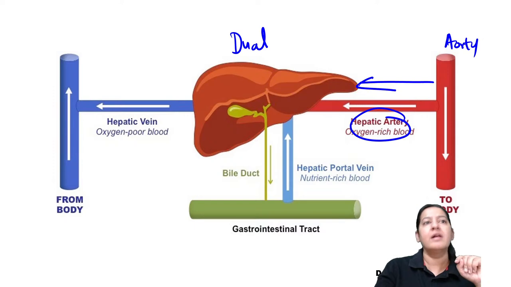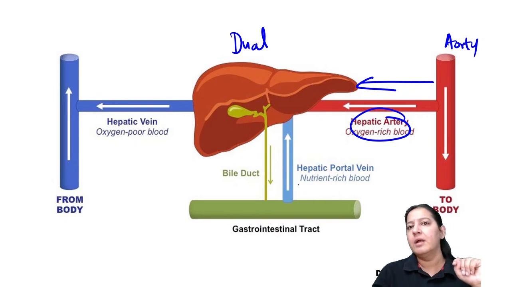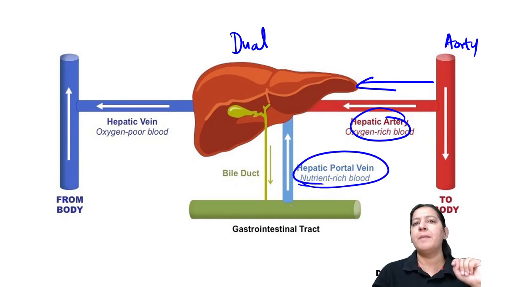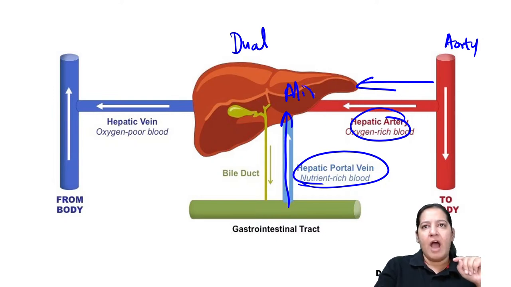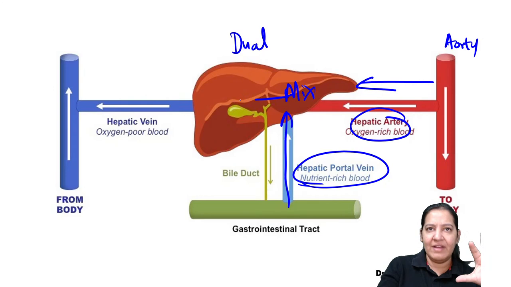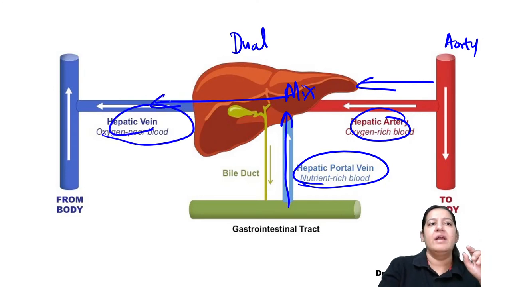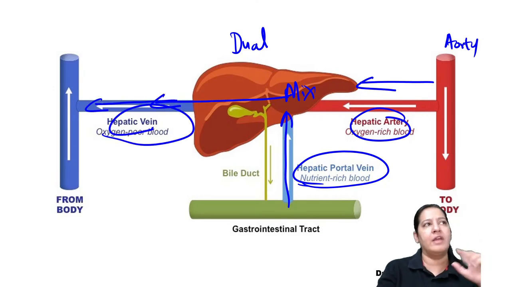It is entering the liver, and impure blood is coming. It is not shown here, via the portal vein. So the portal vein is giving impure blood from the GIT. This is the second blood supply. Both the blood will mix here. After mixing, supplying the hepatocytes, they will leave the liver via the hepatic vein. And the hepatic vein will go to the heart, the right side of the heart.